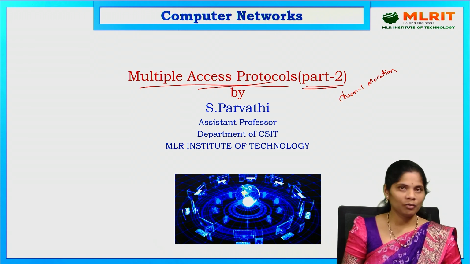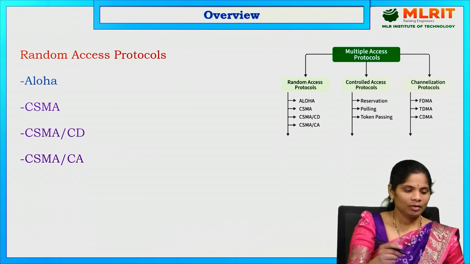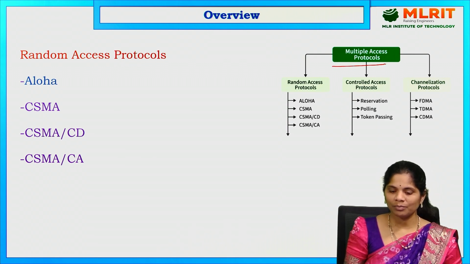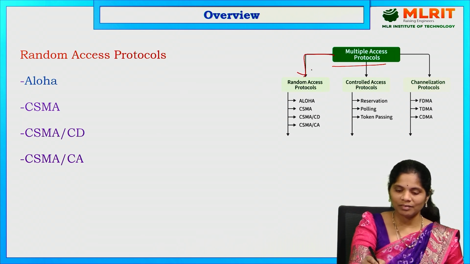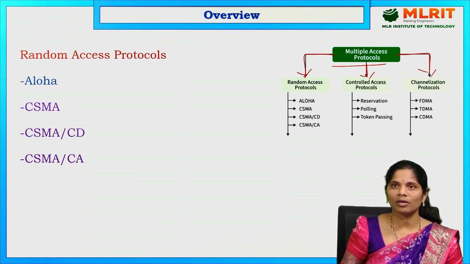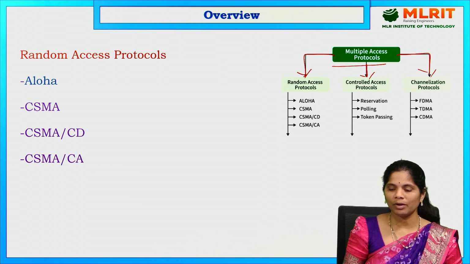So let us see the overview of today's session. In the previous session we already discussed that multiple access protocols are divided into three types. The first one is random access protocols, the second one is controlled access protocols, and the third one is channelization protocols. These are the three types of multiple access protocols.